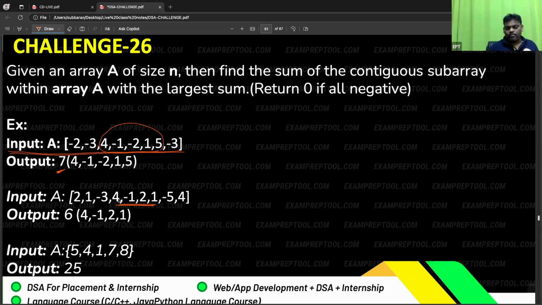Please be careful. So 4, minus 1: on the left side is 4, on the right side is 2, 1, 3. If I go left from minus 1, I will get 4. If I go right from minus 1, I will get 3. So I am ready to lose minus 1, because the left and right combination totally gives 7 minus 1, which is 6.